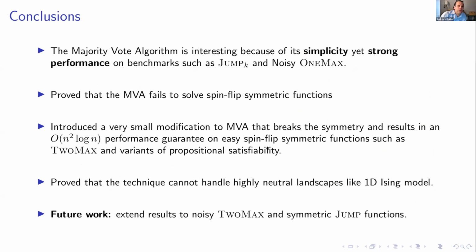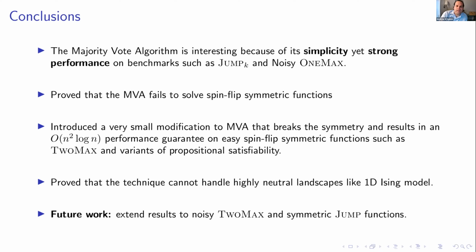Okay, so just to conclude then, the majority vote algorithm is interesting. It's simple, but it performs really well on noisy OneMax and jump. We were able to prove that it fails to solve spin flip symmetric functions because of this mirroring effect that we see. But we also introduced just a tiny modification that breaks the symmetry that causes a problem. And this results in a performance guarantee for easy spin flip symmetric functions like TwoMax and variants of propositional satisfiability.